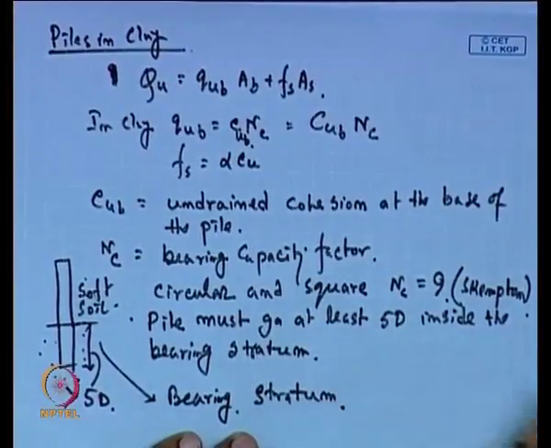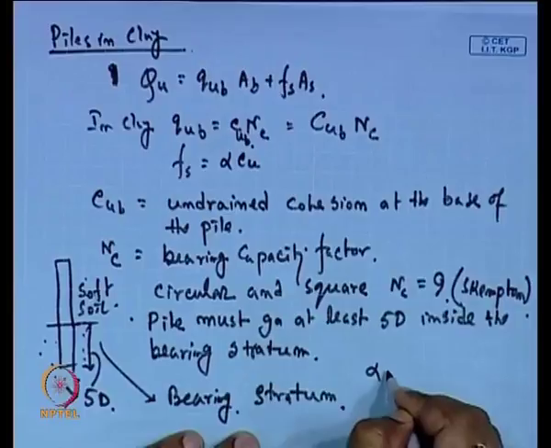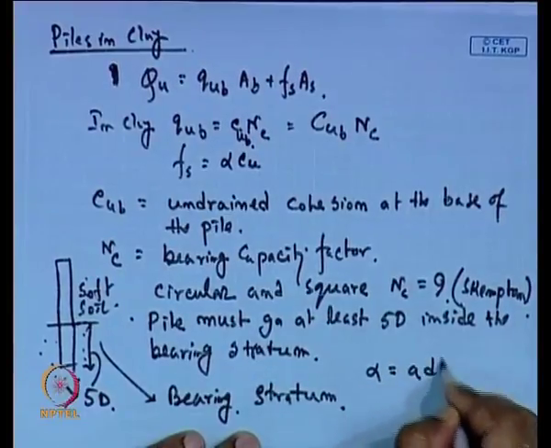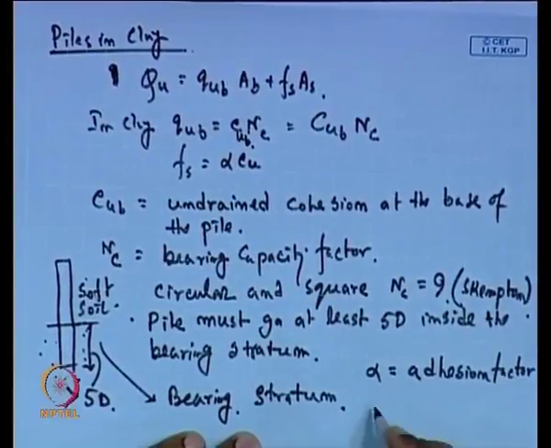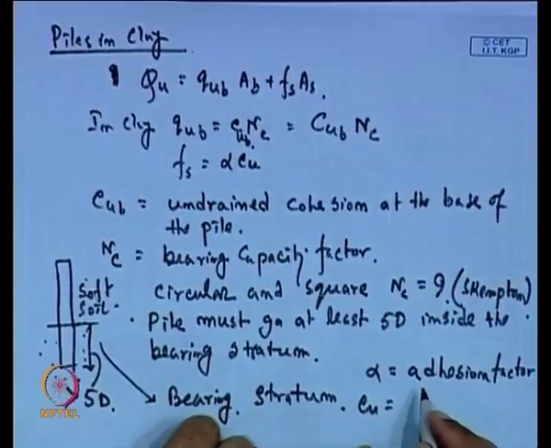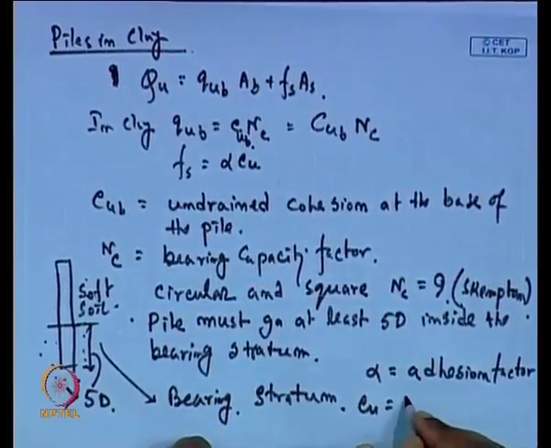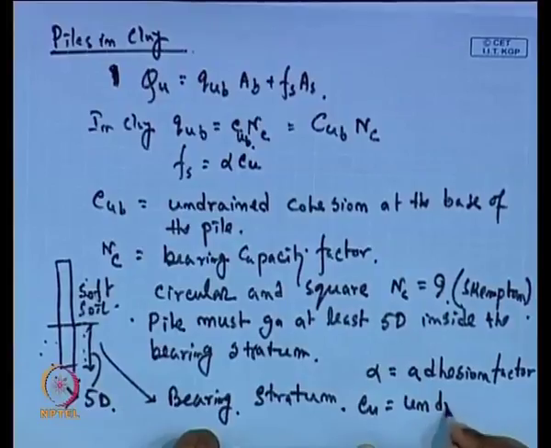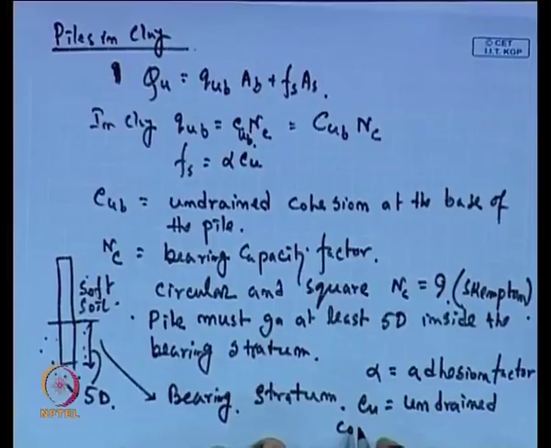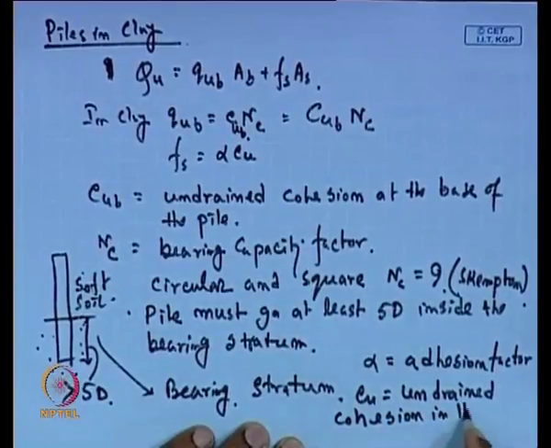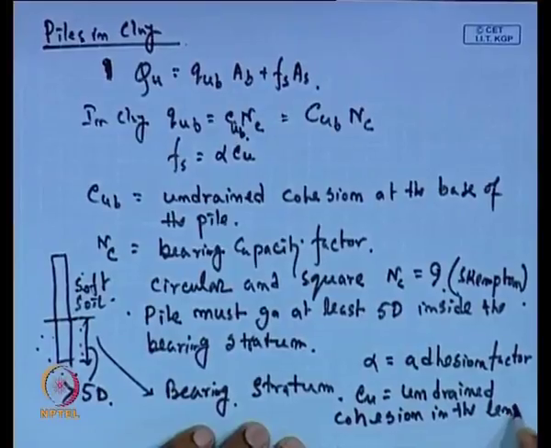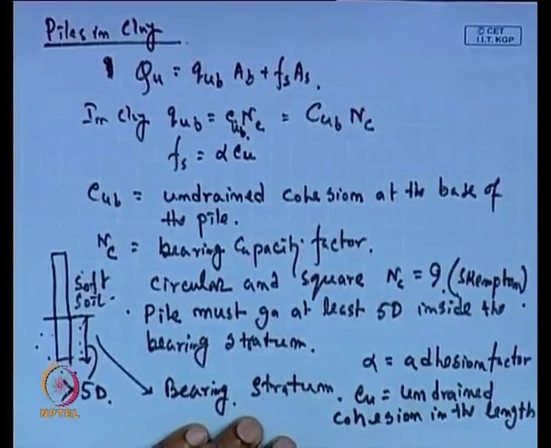we calculate that alpha is equal to the adhesion factor and Cu is the average cohesion in the embedded length of the pile. This is the undrained cohesion through the length of the pile.